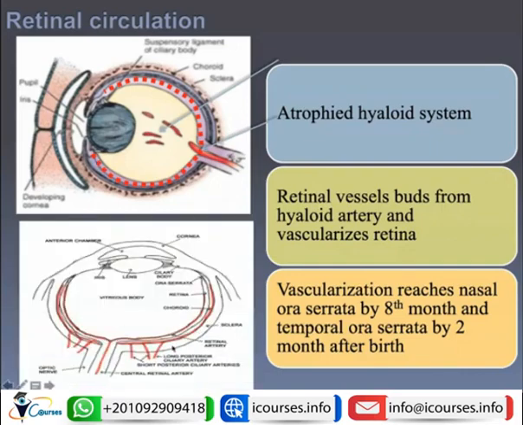So again, vascularization of the retina will persist after birth in the temporal periphery, for 2 months, to reach the temporal ora serrata, while the vascularization of the nasal ora serrata ends by the 8th month of gestation.